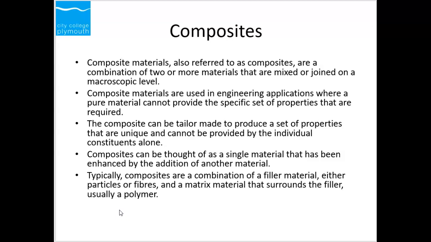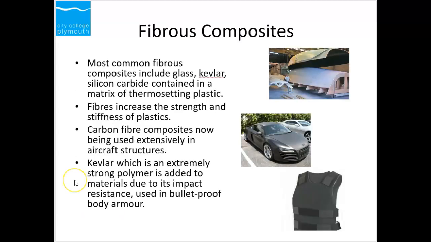Now, composite materials consist of the filler material, either particles or fiber, and a matrix material which surrounds the filler. There is a different function of the matrix material and a different function of the fiber material. They both have their different functionalities. Now, the most common fibrous composites include glass, Kevlar, and silicon carbide, and they are in a matrix of thermosetting resin, plastic material. Fibers increase the strength and the stiffness.